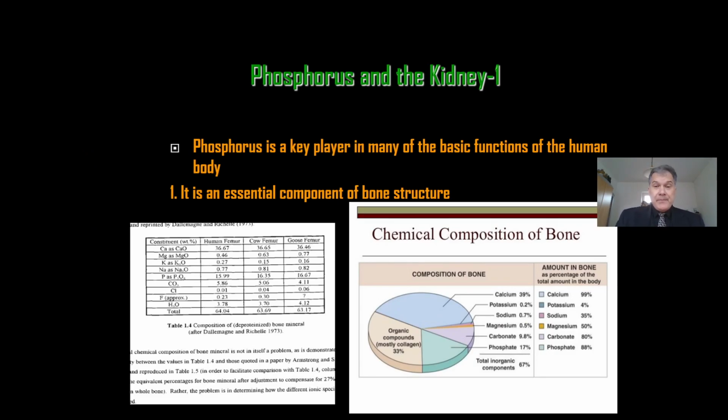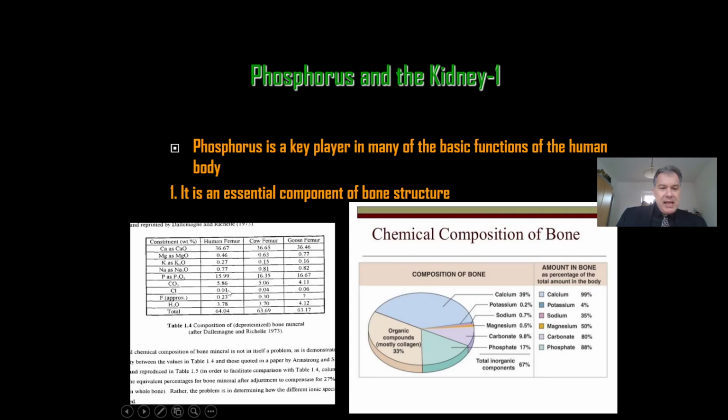Dear patients, when we talk about phosphorus at the nephrology clinic or in the dialysis unit, it comes out as something bad, something that is going to destroy your bones and blood vessels. Well, if we really think about this, nothing could be further from the truth. Because the actual truth is that phosphorus is a key player in many of the basic functions of the human body. It is essential for bone structure.